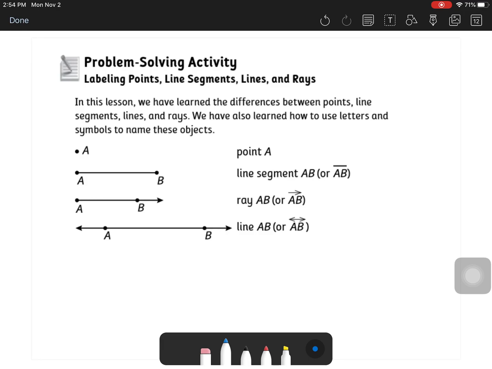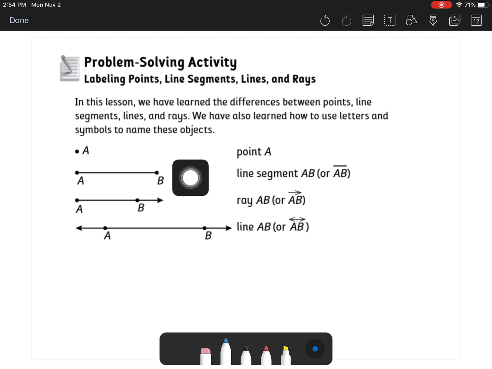Okay, so there's a problem-solving activity that's a little bit of a geometry introduction. It says in this lesson we've learned the differences between points, lines, segments, and rays. And we've also learned how to use letters and symbols for these objects. So we're going to do a little introduction to that.